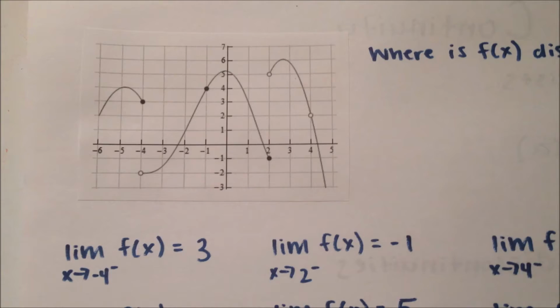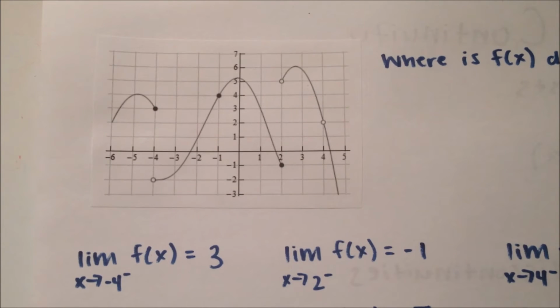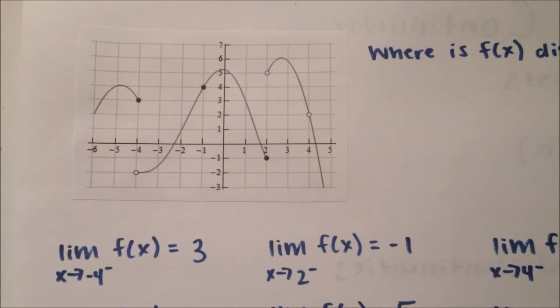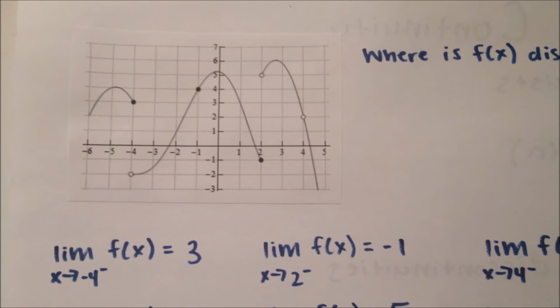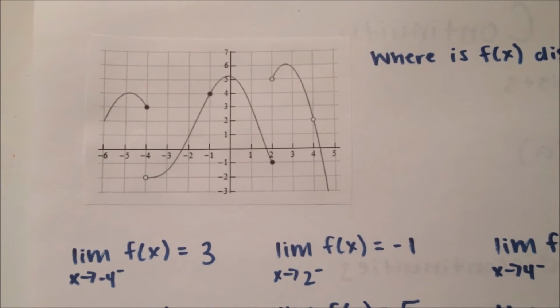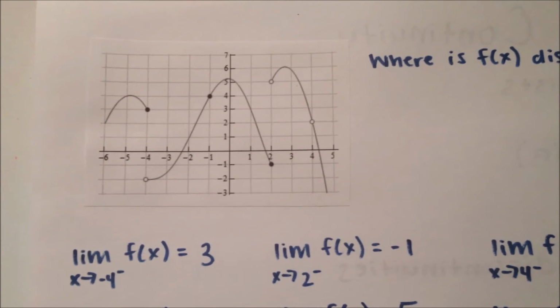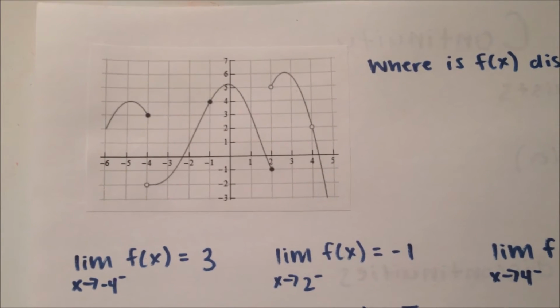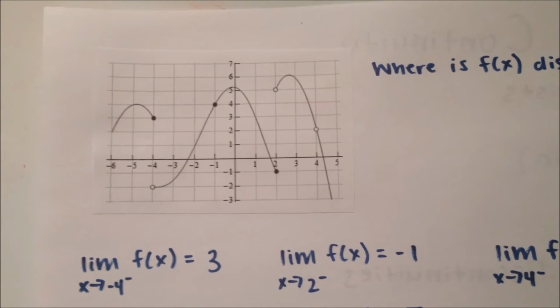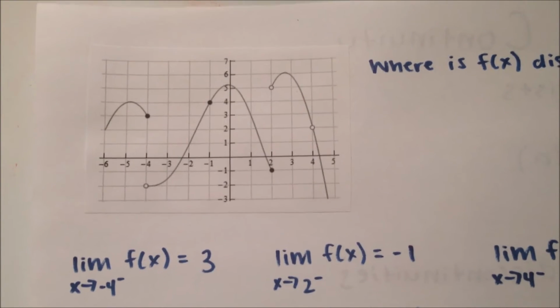When I am solving for continuity on graphs, I like to think of it as when is my pencil leaving the paper to continue the function. So at -4, 2, and 4, my pencil is leaving the paper because I have to jump to another position on the graph to continue the function.